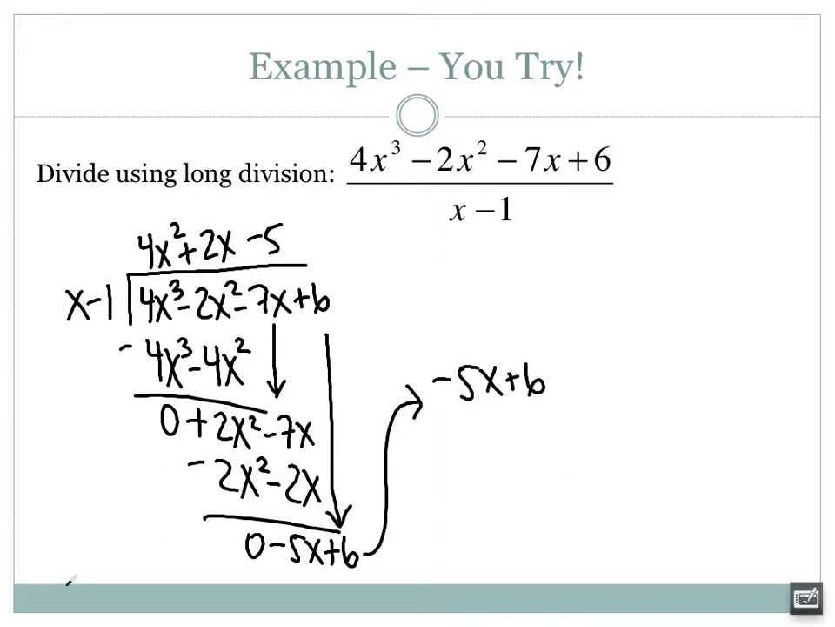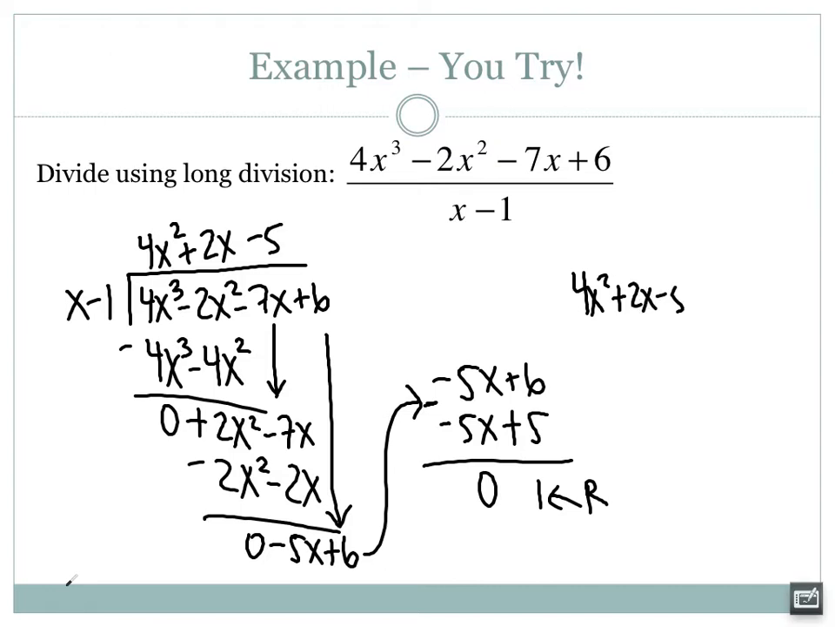Okay, multiplying. Negative 5 multiplied by x is negative 5x. Negative 5 multiplied by negative 1 is positive 5. And now I want to subtract. Negative 5x subtract negative 5x is 0. 6 subtract 5 is 1. That's my remainder. So your answer should be 4x squared, add 2x, subtract 5. My remainder is 1 over x minus 1. So that's the final answer.